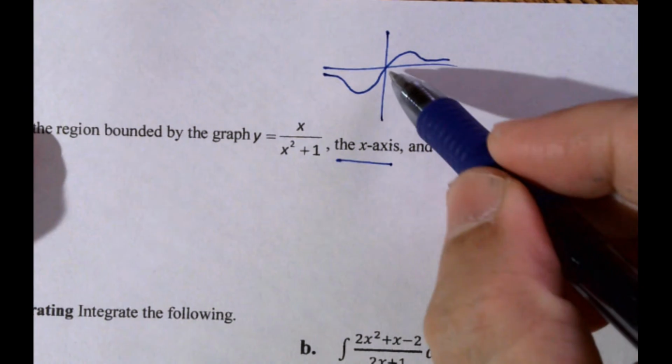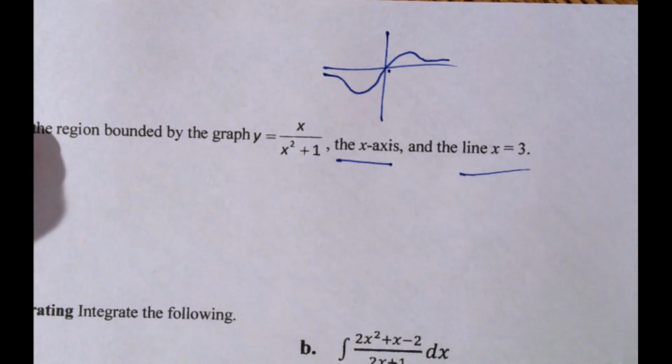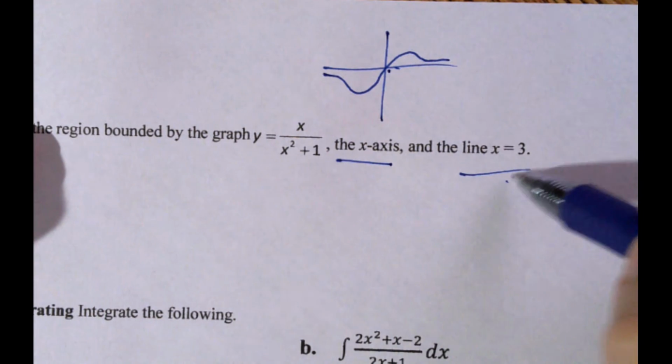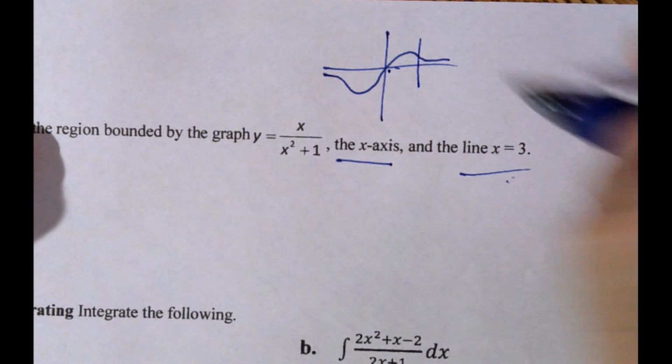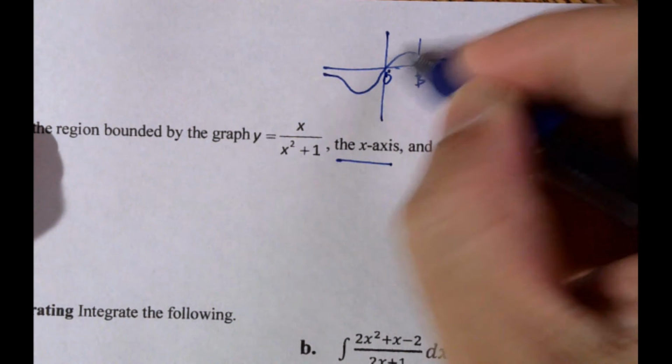Where at x equals 0, it's 0. And the x-axis is there. And looking for x equals 3, so it's over here somewhere. So you're going to go from 0 to 3, and it's just that curve. So that means you're going to do this.